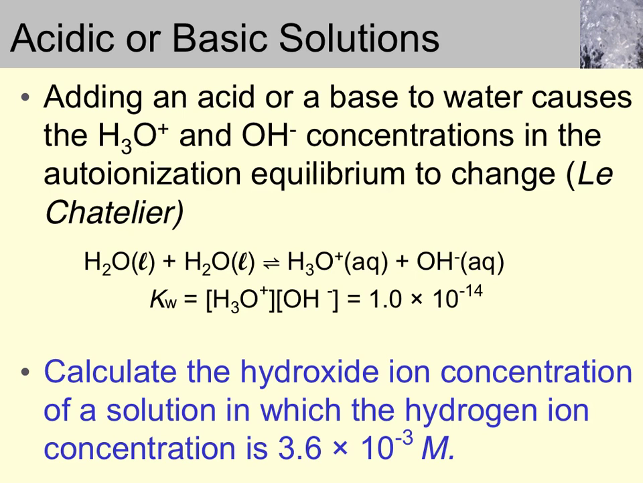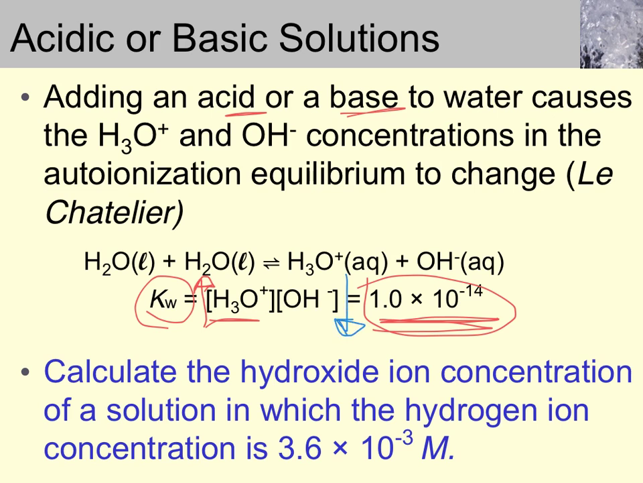So what happens if you add an acid or a base to water? Well, as long as you don't change the temperature, Kw still has to equal 1 times 10 to the minus 14. How is that going to be possible if, for example, we increase the concentration of the acid? The only way K is going to stay constant then is if the concentration of hydroxide goes down. That's in effect what happens.